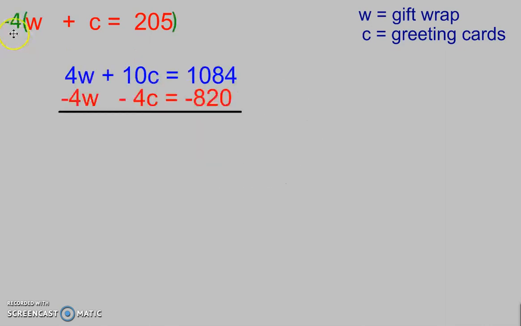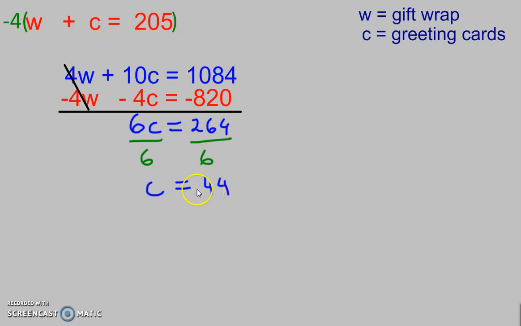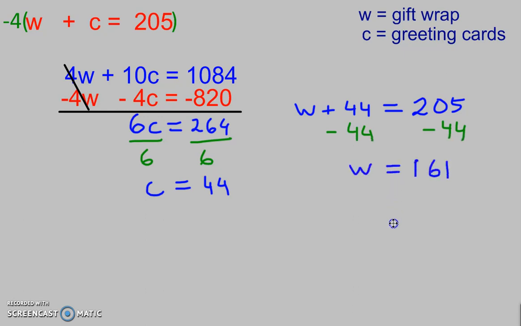I decided to multiply by -4 so I could get opposite first terms. That way those cancel out. So if you want to do that, you can try doing that. Alright, so we get C equals 44. Then take that value, plug it back into either one. The easier one would be the W plus C. If we do that, then it's 205. Subtract 44 from each side, and we get W is 161. Now what do these terms mean? We sold 161 packs of gift wrap and 44 greeting cards.